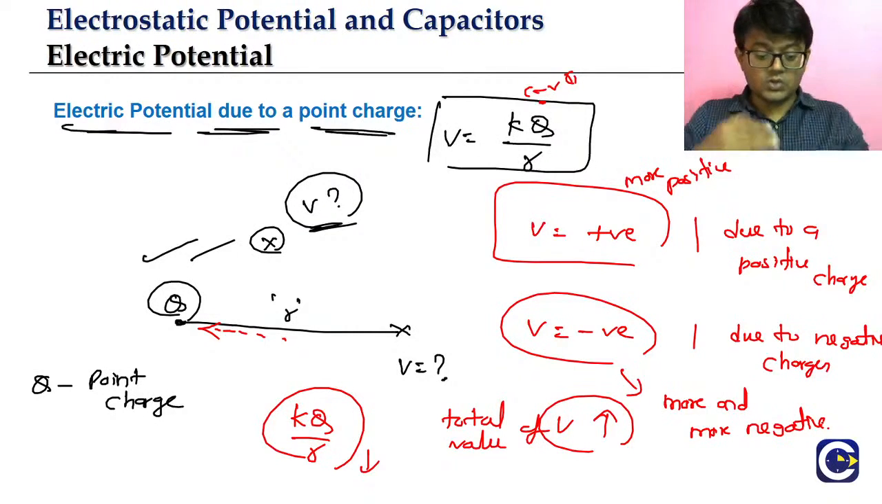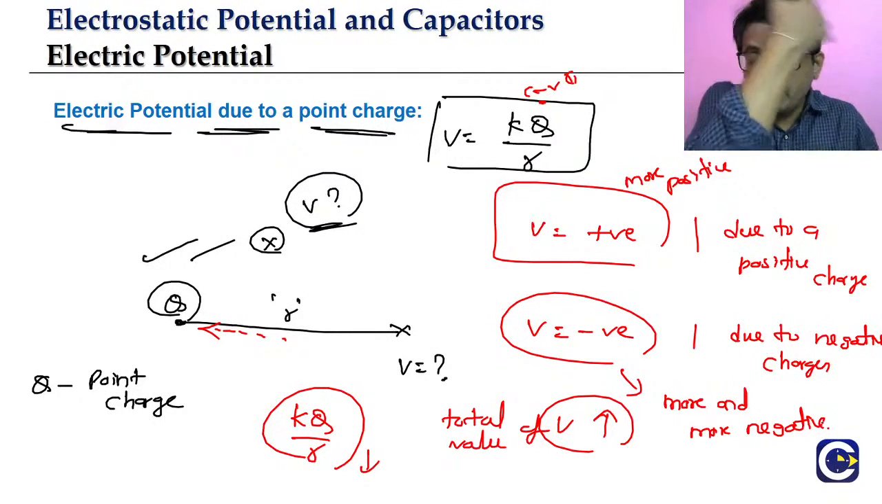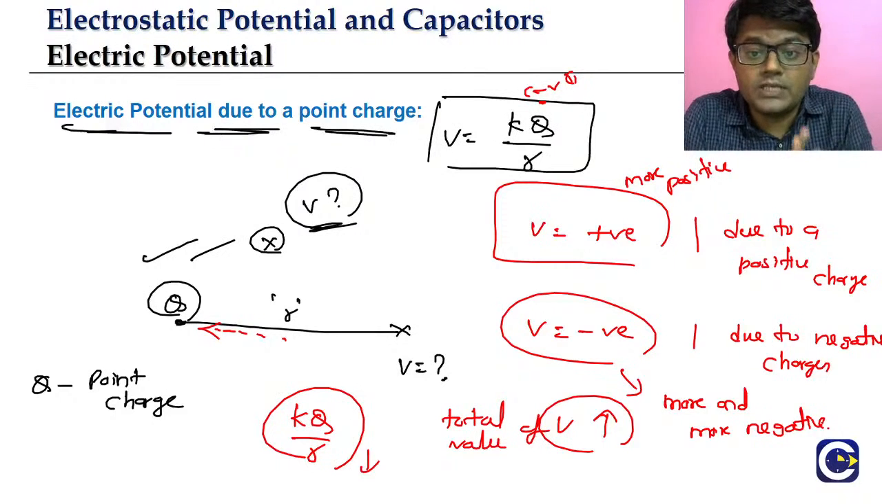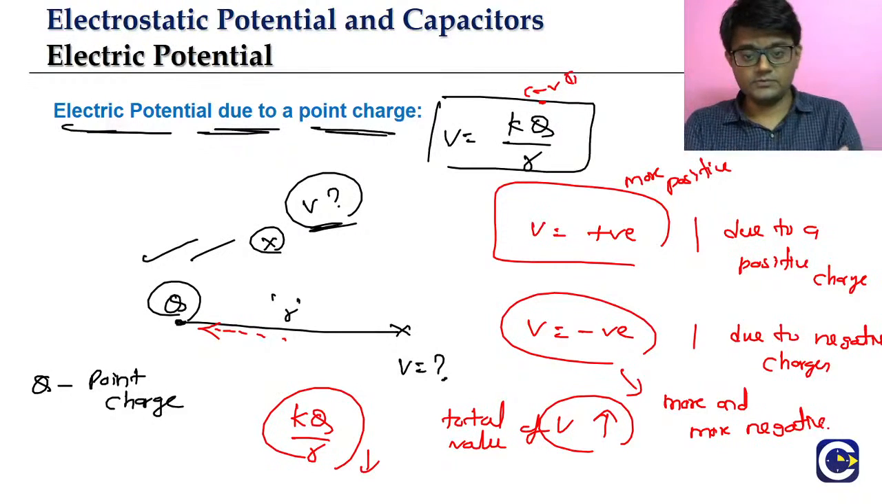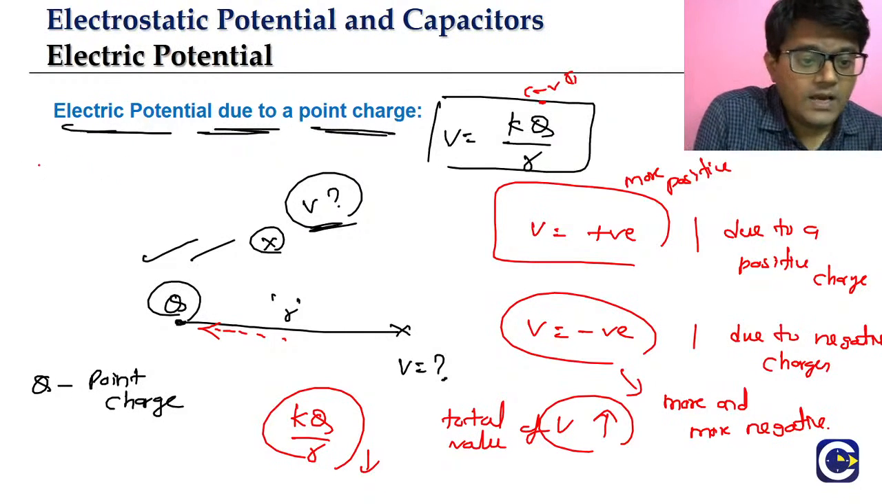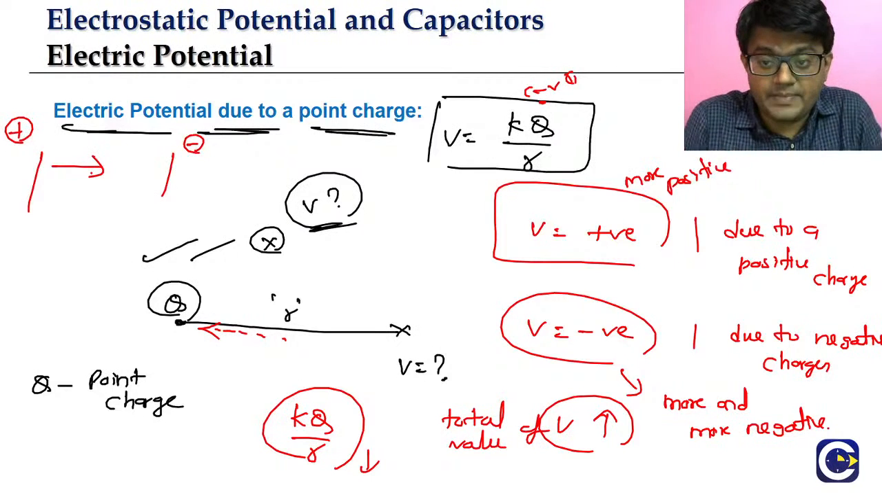So if we go closer to the positive charge, what is going to happen? The potential value will become more and more positive. If you are going closer to the negative charge, the potential is going to become more and more negative. Okay. So let us say we have an arrangement. On the left side, there is a positive charge. On the right side, there is a negative charge.